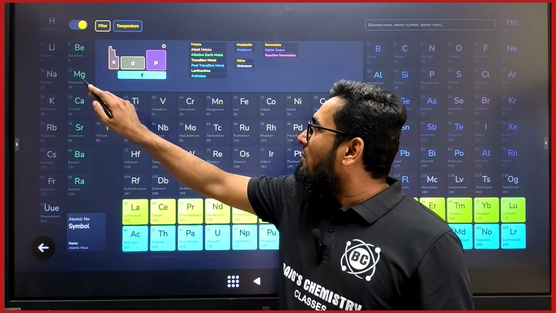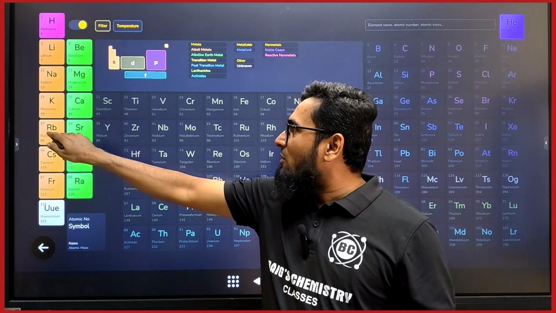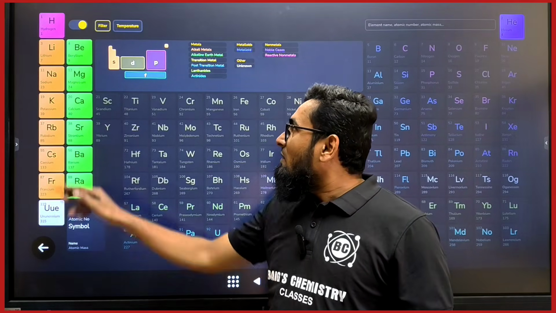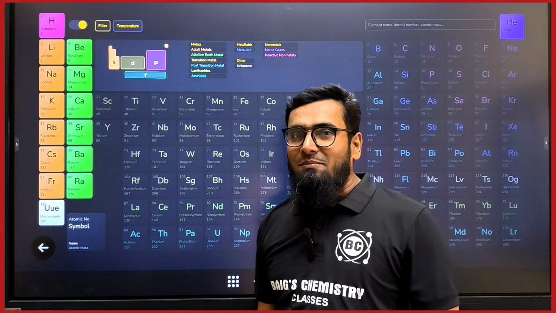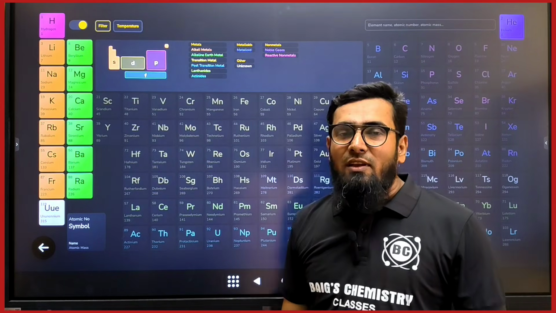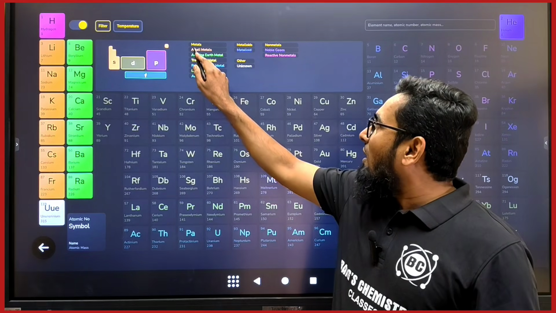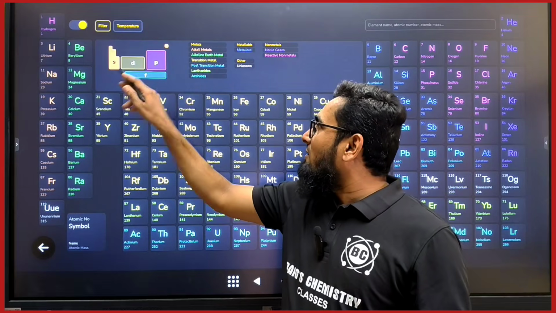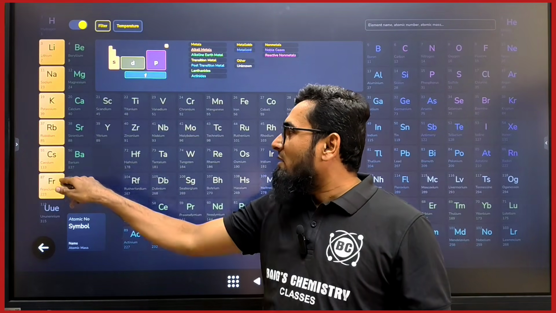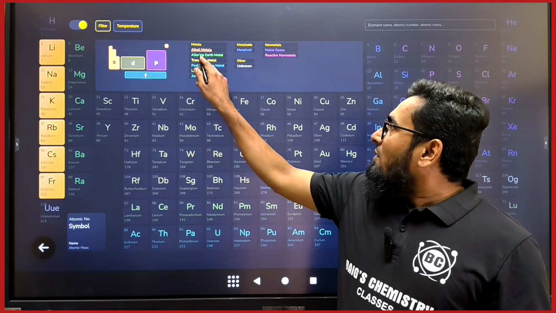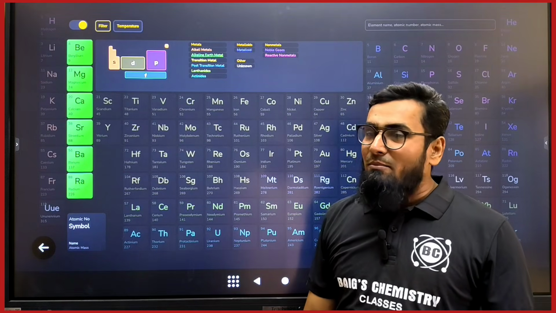If you take S block, these are the S block elements: hydrogen, lithium, sodium, potassium, rubidium, cesium and francium, beryllium, magnesium, calcium, strontium, barium and radium. Students, in S block you are having 2 types of metals: alkali metals and alkaline earth metals. If you see the alkali metals, these are the alkali metals highlighted. Alkali metals: lithium, sodium, potassium, rubidium, cesium and francium. Then alkaline earth metals are beryllium, magnesium, calcium, strontium, barium and radium.